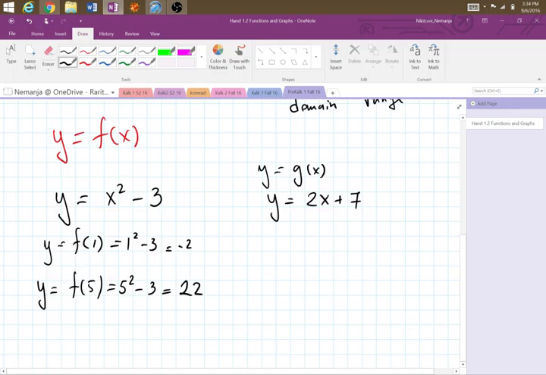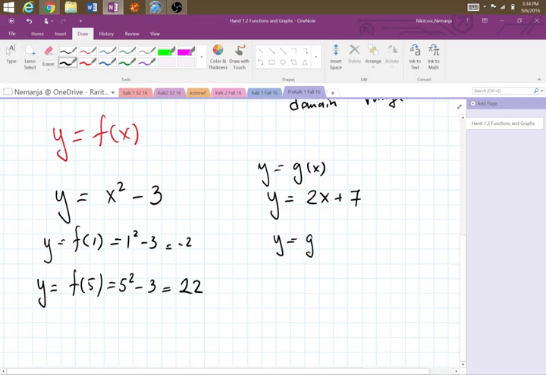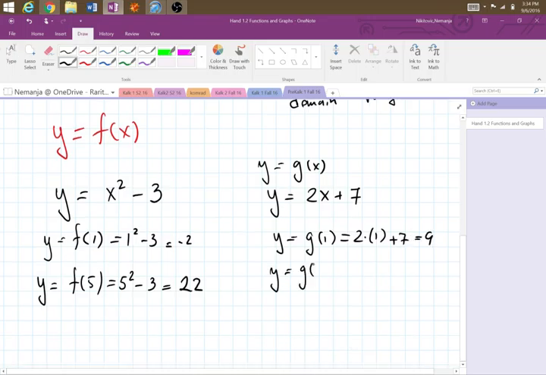I can also get g of 1, g of 5. So we can go y equals g of 1. In this case, 2 times 1 plus 7 is 9. And y equals g of 5, which is 2 times 5 plus 7, which is very good, 17.